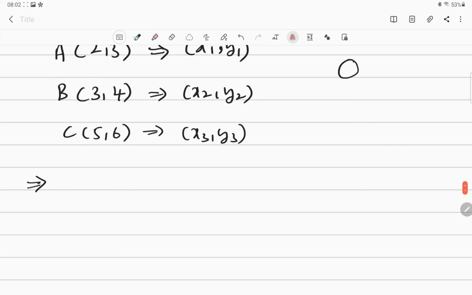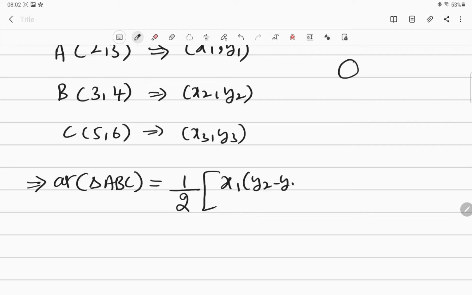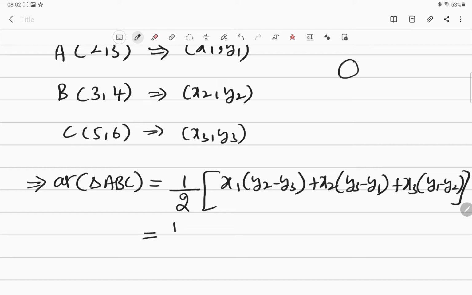Now, if you write the area of triangle ABC, what is the formula for this? The formula is going to be 1 by 2 bracket x1 bracket y2 minus y3 plus x2 bracket y3 minus y1 plus x3 bracket y1 minus y2. All right, so this is the area of the triangle. Now you apply all these coordinates.